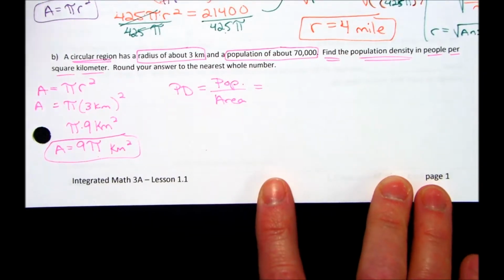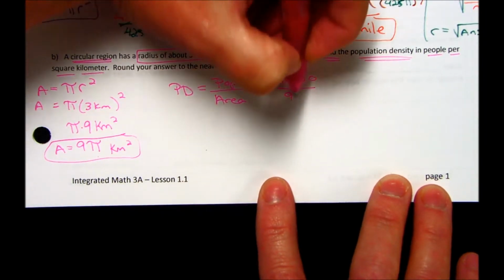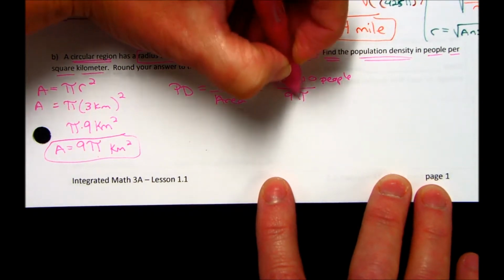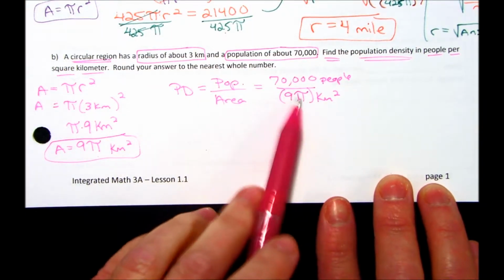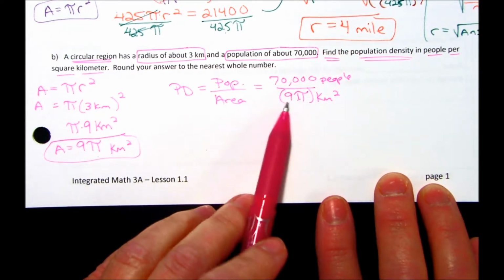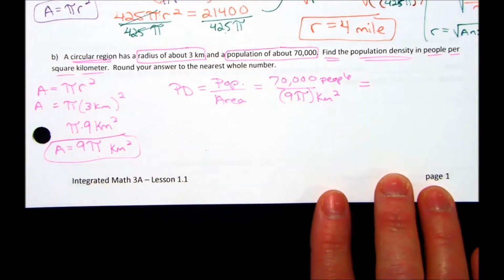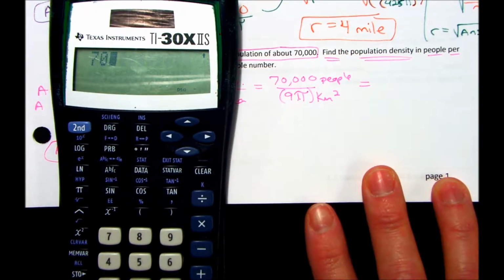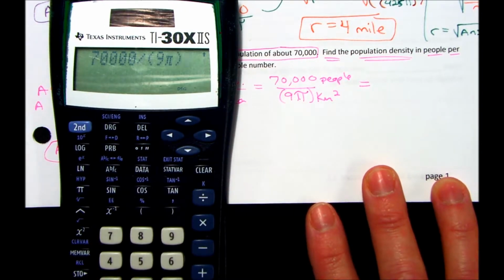and then plug in our values. So our population is 70,000. That's people. And our area is 9 pi kilometers squared, or square kilometers. And again, I'm going to put parentheses around that 9 pi so that when I plug it in the calculator, I don't forget to put parentheses around it when I'm calculating. People have to be in terms of whole numbers. You cannot have a partial person. So we're going to take our 70,000 now in our calculator, divided by parentheses 9 pi. Close the parentheses. So that 9 pi, please, please, please put it in parentheses.